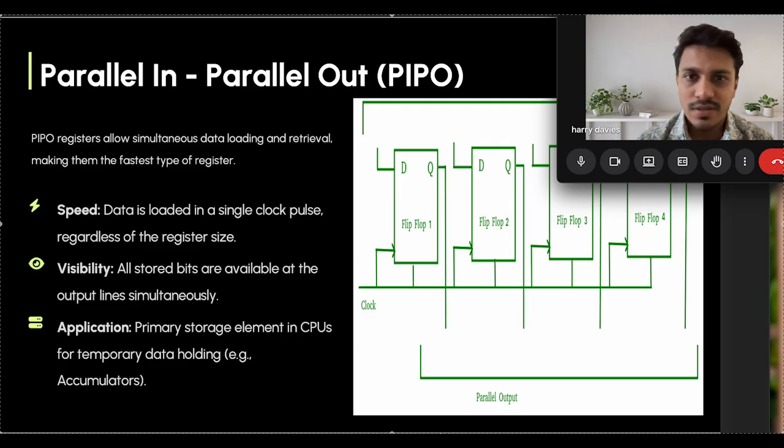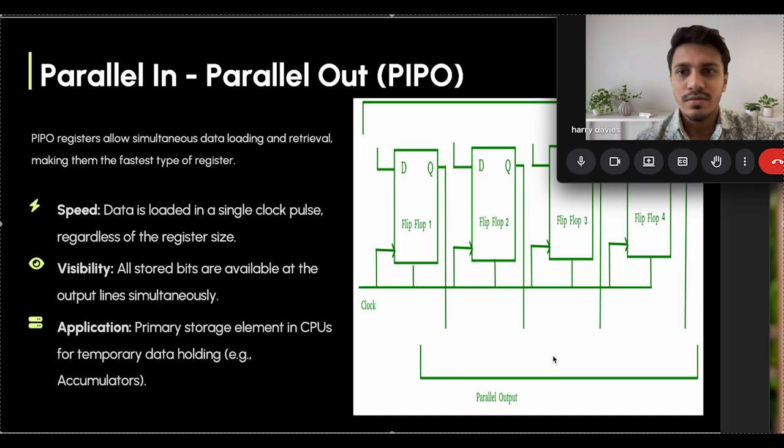The key features of this register type are, firstly, the speed. It is the fastest register because it only needs one clock pulse to load all the data. Secondly, the PIPO is vital for CPU tasks, and it acts like a high speed temporary storage element like the accumulator.